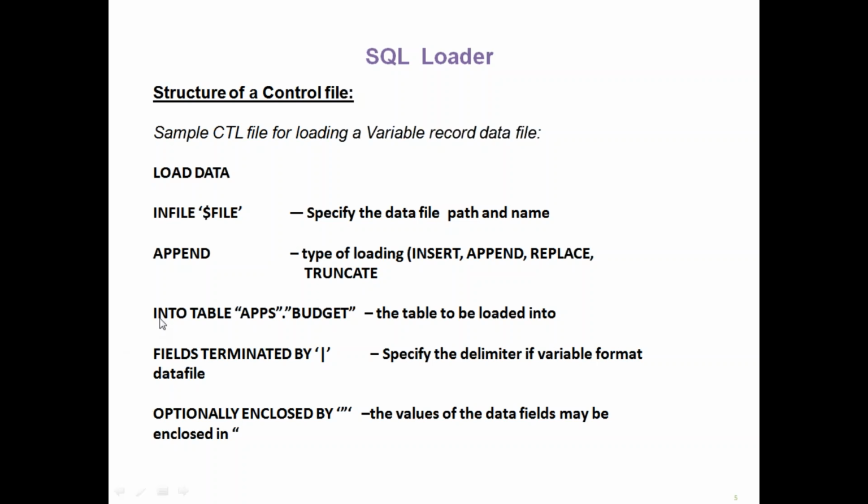Okay. Into table, followed by your table name, we need to mention in which table you want to upload. And now here you have to mention to the SQL Loader control file how the data is provided, because it doesn't know about the data file, right? It just knows the file name, but we have to mention how the data is provided. This particular sample is for a data file in which fields are separated by a piping symbol. Fields terminated by, nothing but columns separated by a piping symbol, optionally enclosed by double quotes, right?